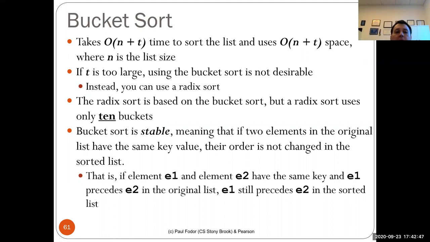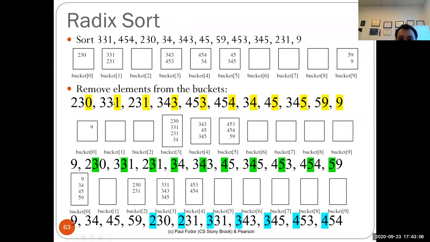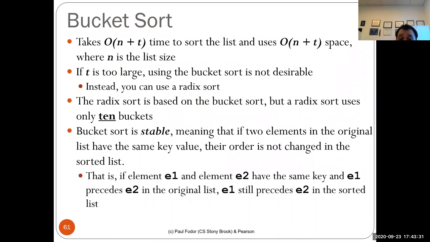So there is one property that we have to remember about bucket sort. It's stable, meaning that if two elements in the original list have the same key value, their order is not changed in the sorted list. So if we apply bucket sort on two elements like 331 and 231, and they have the same value three for the second element, they will be put in the same order, 331, 231 in the bucket, and then collected in the same order when we restore the elements from the bucket. So that's a property that is used for radix sort. If two elements E1 and E2 have the same key, after you put them in the bucket and you remove them from the bucket, they are still in order.